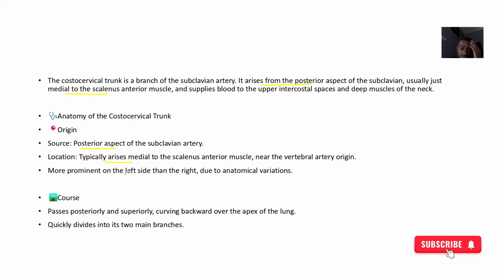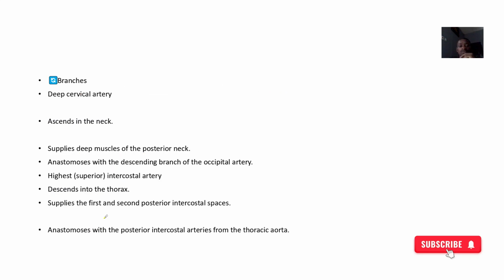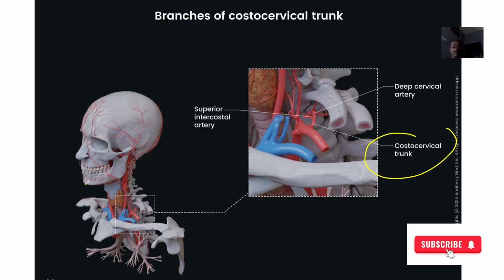It's actually more prominent on the left side than the right. It passes posteriorly and superiorly, curving backward over the apex of the lungs. So the costocervical trunk gives rise to what? The deep cervical artery, which ascends in the neck, supplies the deep muscles of the posterior neck, and anastomoses with a descending branch of the occipital artery. Then we also have the highest intercostal artery, which is also a branch of it.